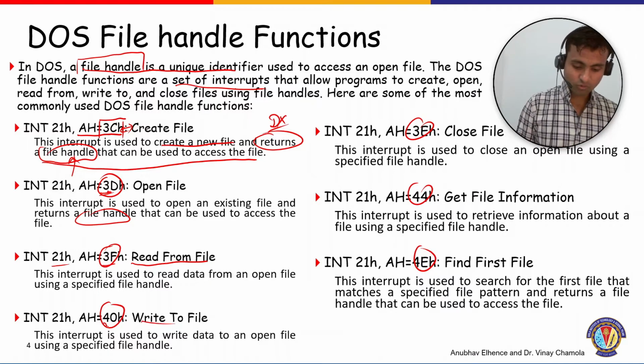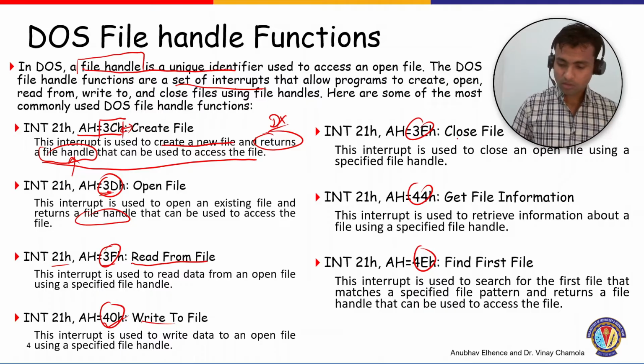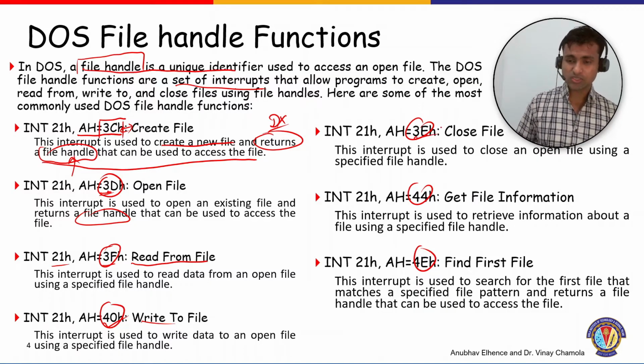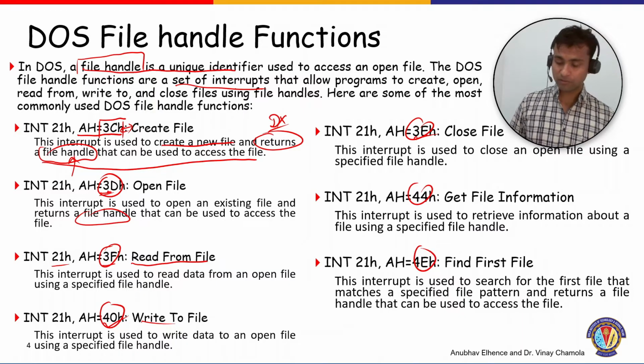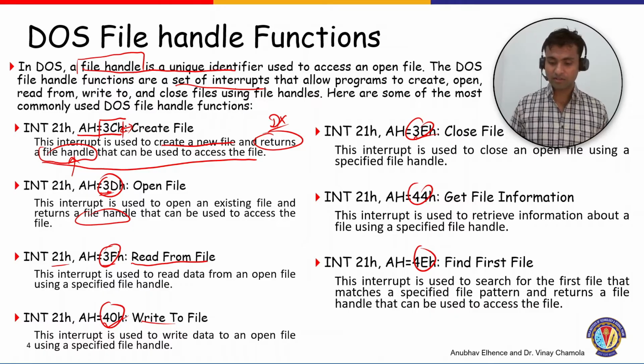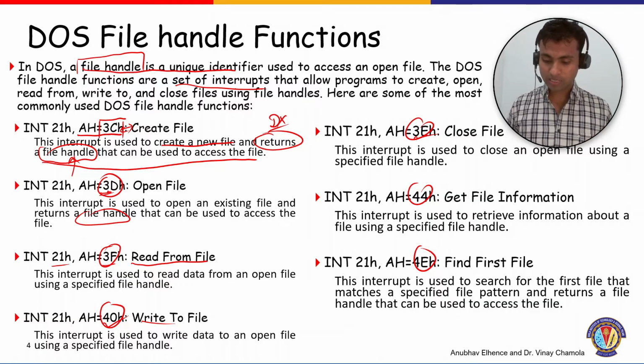Write to a file is called by 40h. Closing a file is 3Eh. So it's a very simple operation. It does not require any external support, any other attribute. Only which file handle to be closed, that is the only important thing.